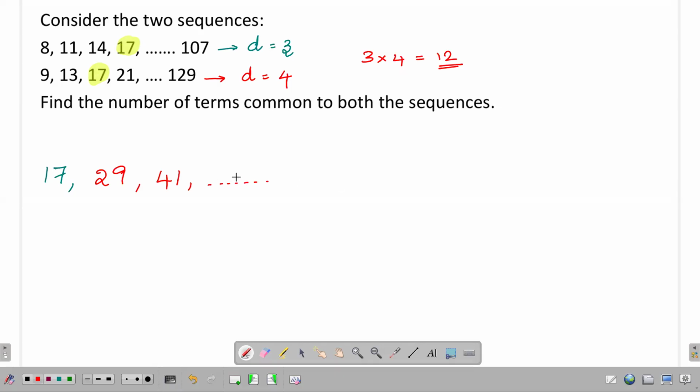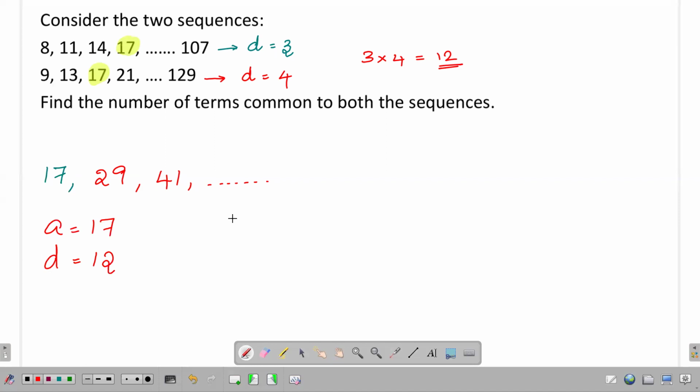Now you are asked to find the number of terms that are common to both these sequences. So till what extent? You can see that the first sequence ends at 107. Please be aware of this. So till 107, who all are common here? That I can identify. So I can consider the first term as 17, and the common difference here is equal to 12.